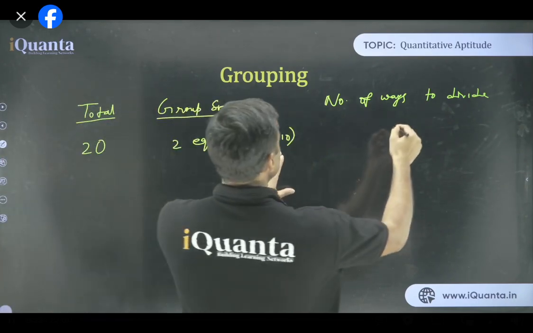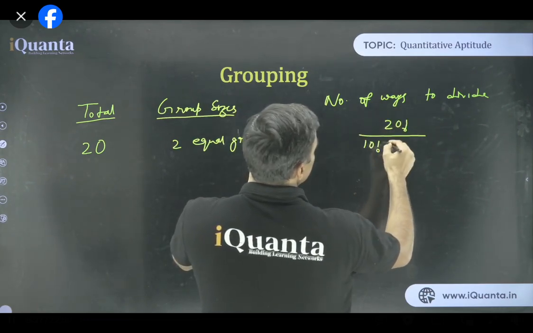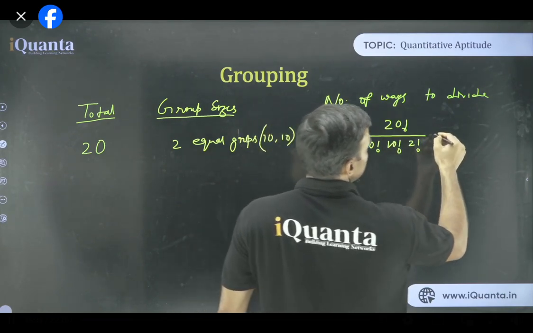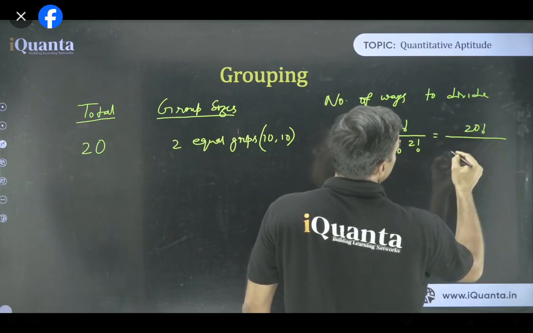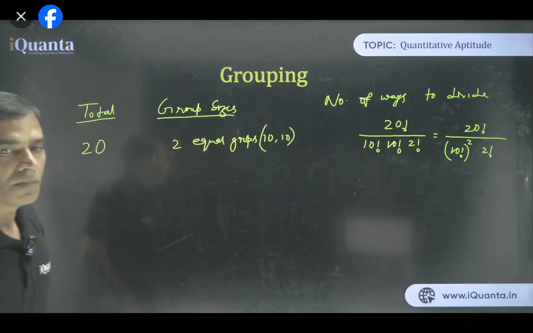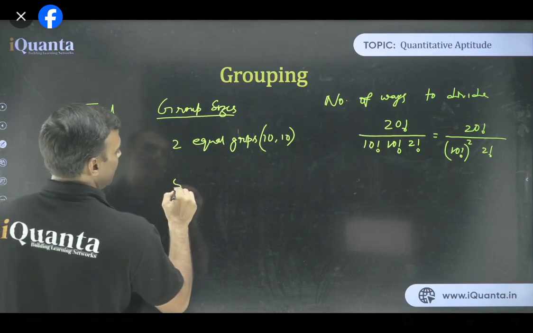How do I present it? 20 factorial, divide by 10 factorial, 10 factorial, and 2 factorial, because these two are equal groups. How do I present it finally? 20 factorial, divide by 10 factorial to the power 2 into 2 factorial. Total 20, and I say 5 equal groups.